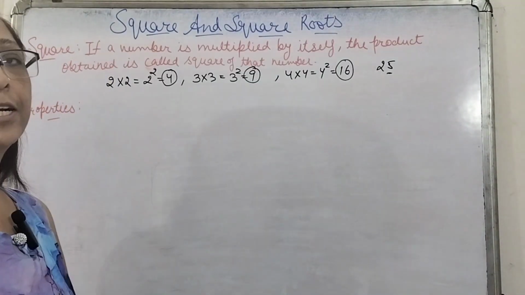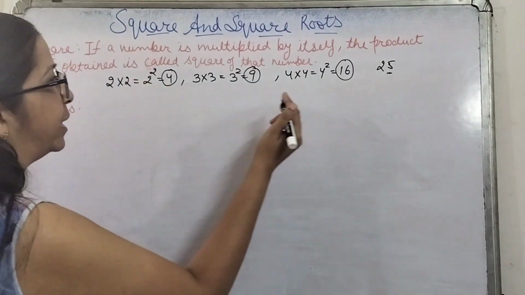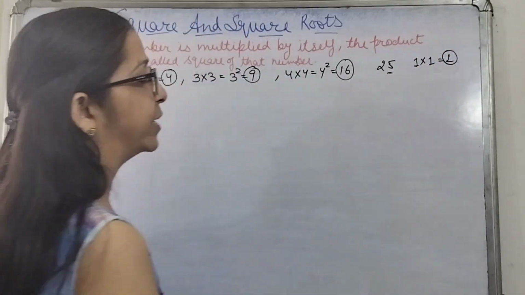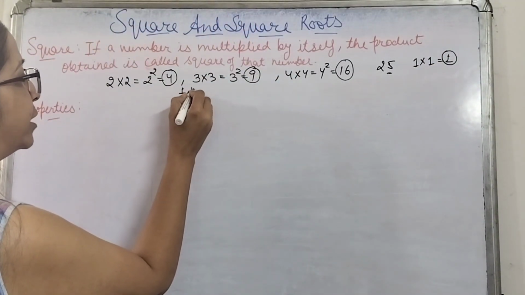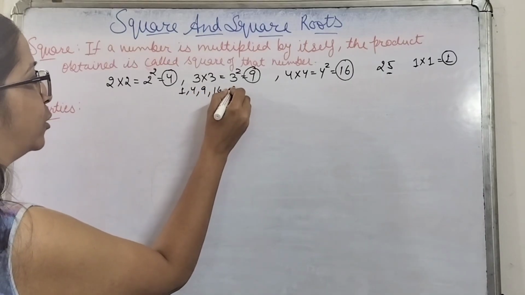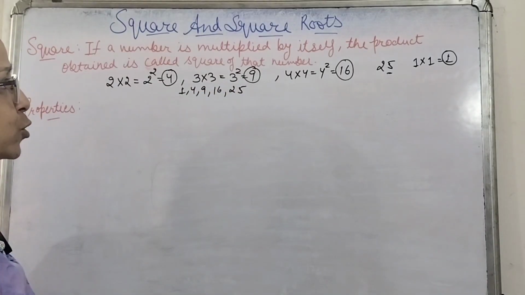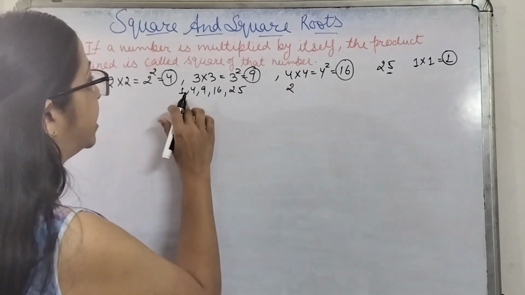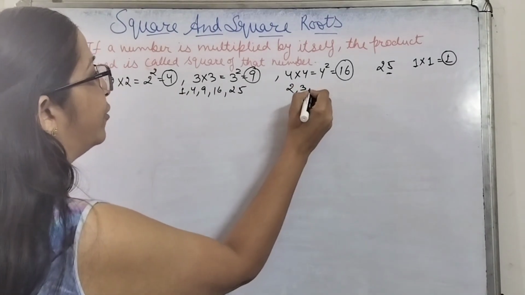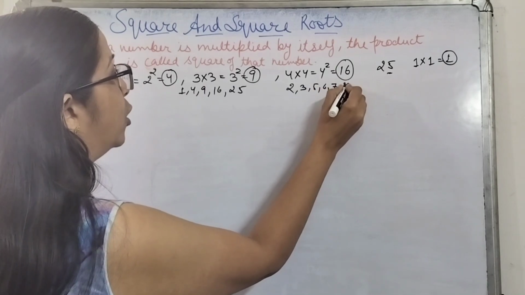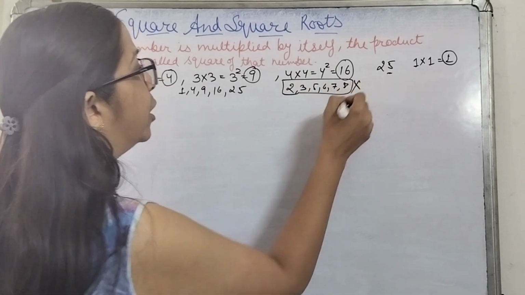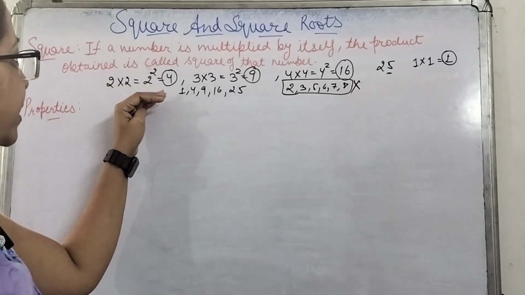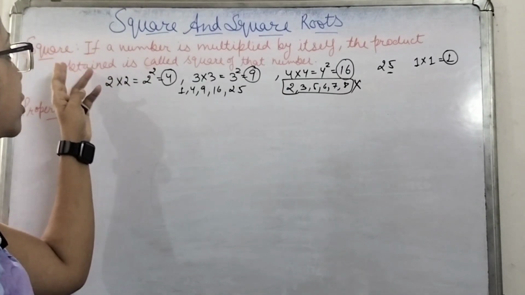All natural numbers are not perfect squares. If I multiply 1 by 1, we get 1, so 1 is also a perfect square. So 1 is a perfect square, then 4, then 9, then 16, then 25. All these are perfect squares, but the numbers coming in between, like 2, 3, 5, 6, 7, 8, are not perfect squares. So you must have understood what a perfect square is and how we can get the square of a number.